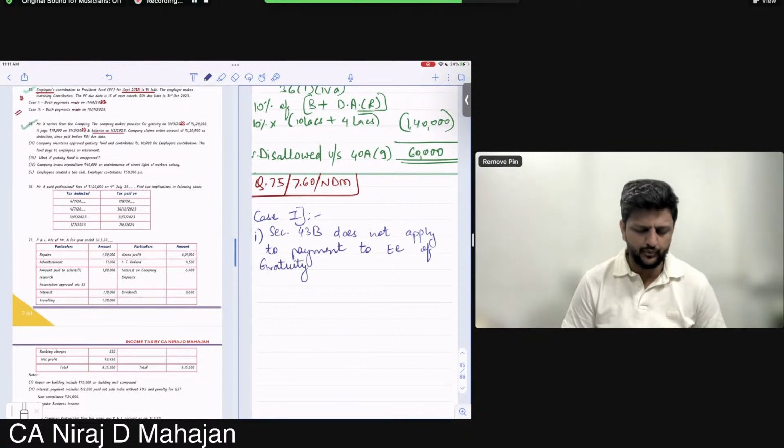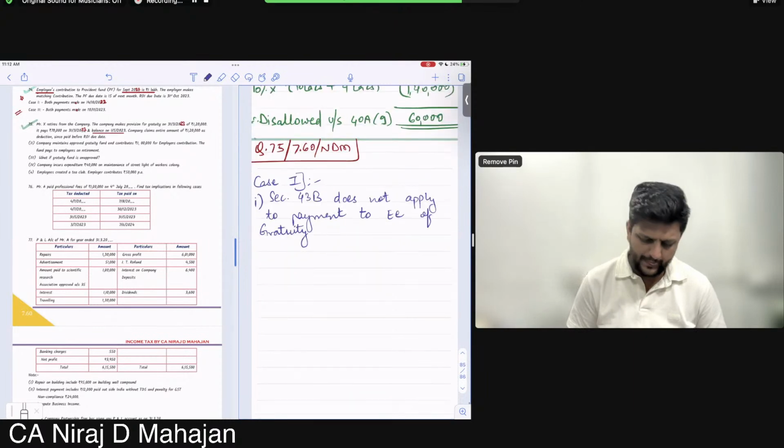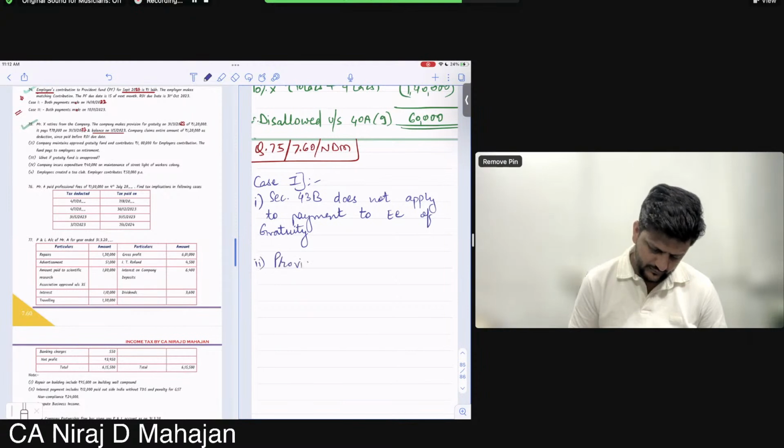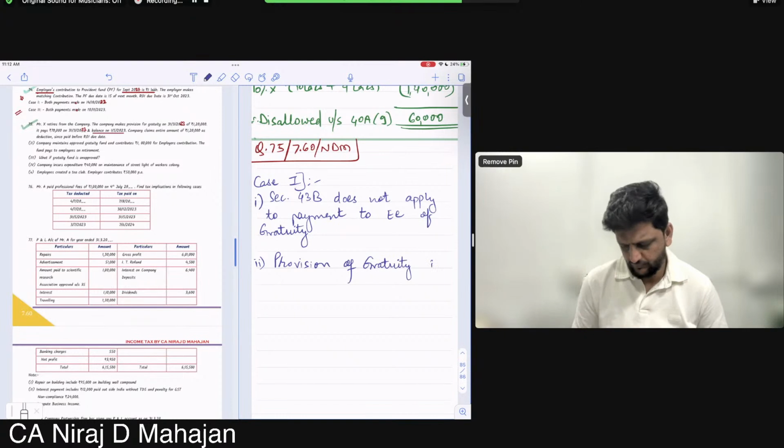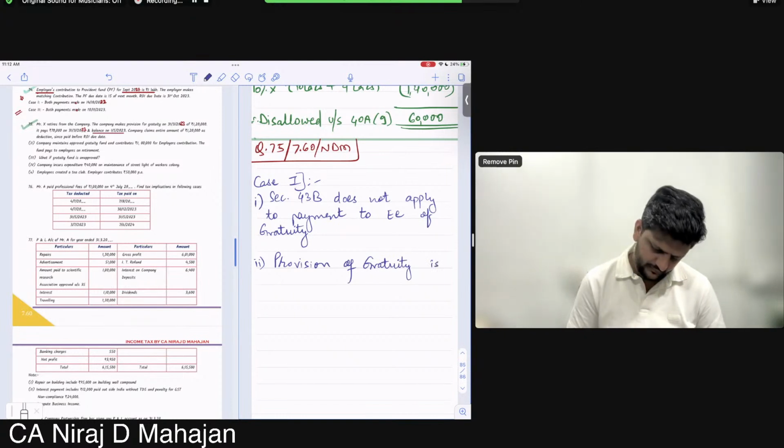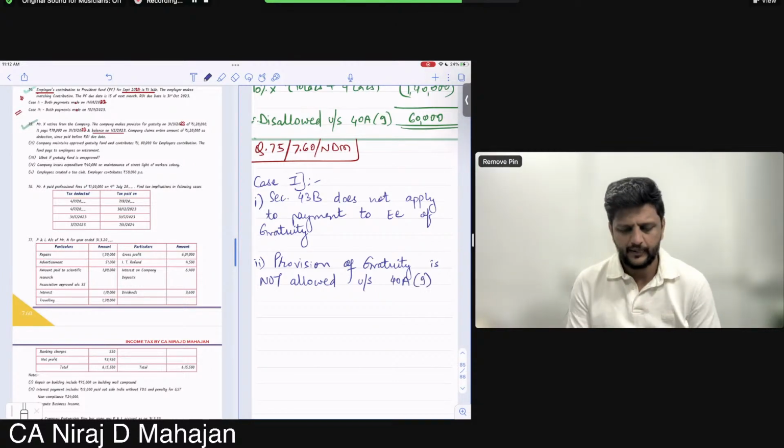Payment to employee of the what? Gratuity. Okay. Second point. What about provision of gratuity? Allowed or not allowed? Not allowed. Okay, tell all of you.